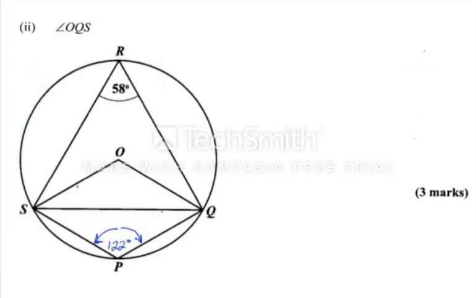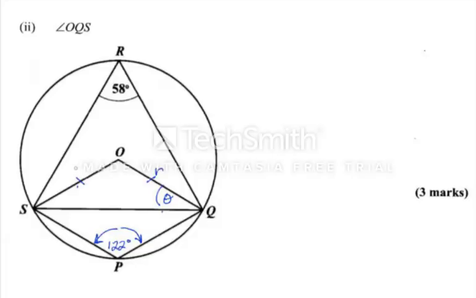Part II. Now in II, we're asked to determine the size of angle OQS. Angle OQS, OQ and then S. So this is the angle they're talking about. All right, let's label the angle theta. Now, the line OQ is a radius of a circle. The line OS is also another radius. So triangle OQS is an isosceles triangle.